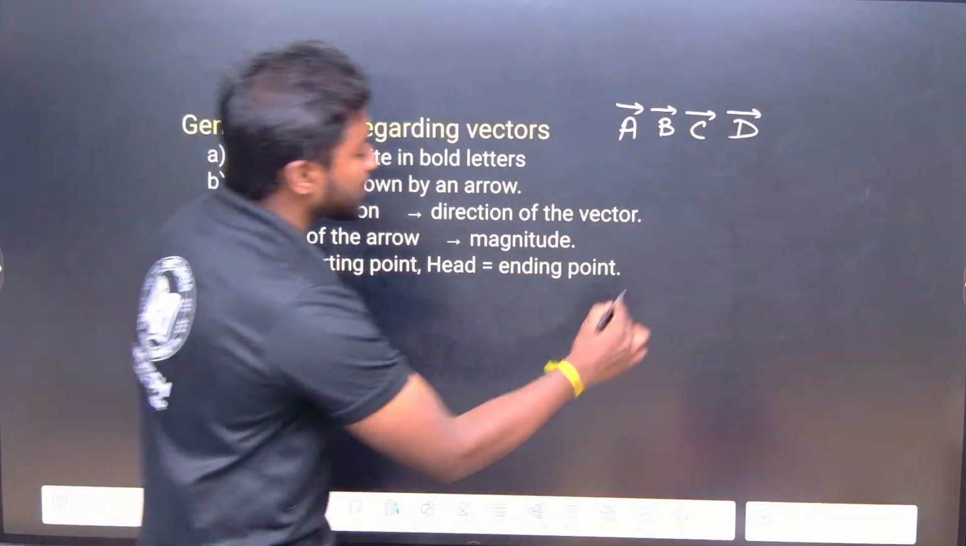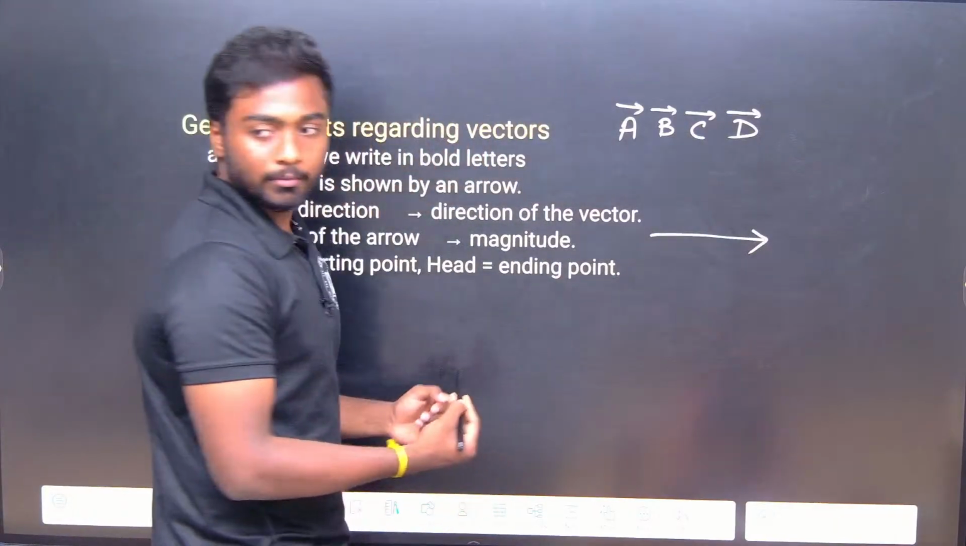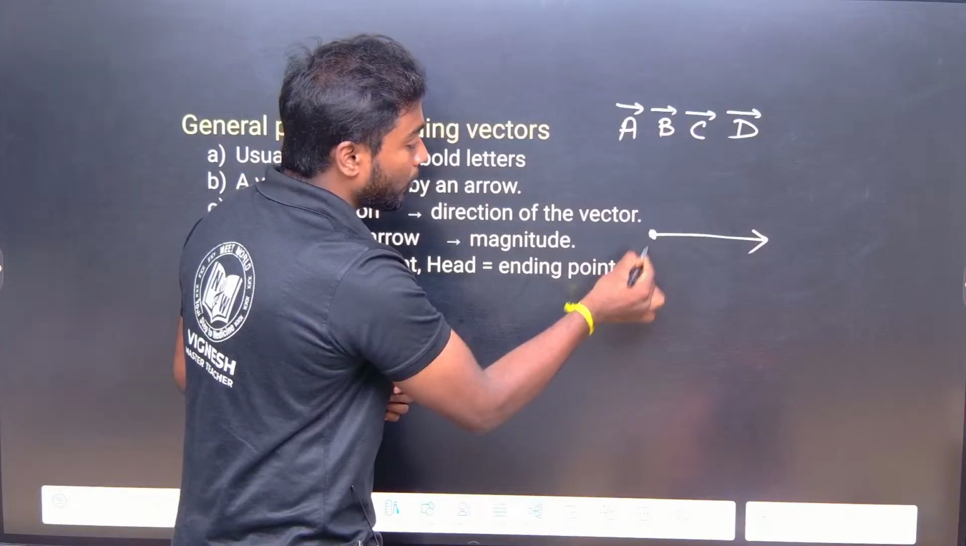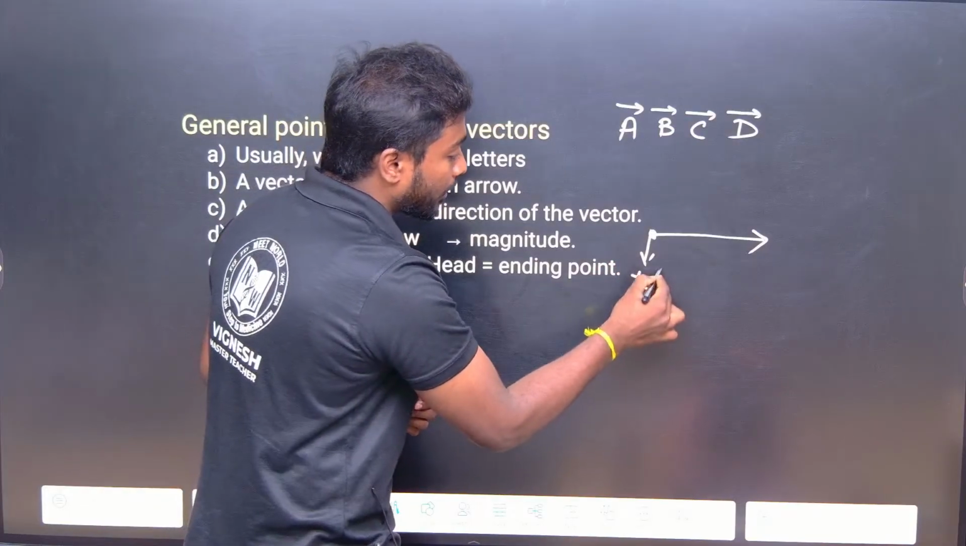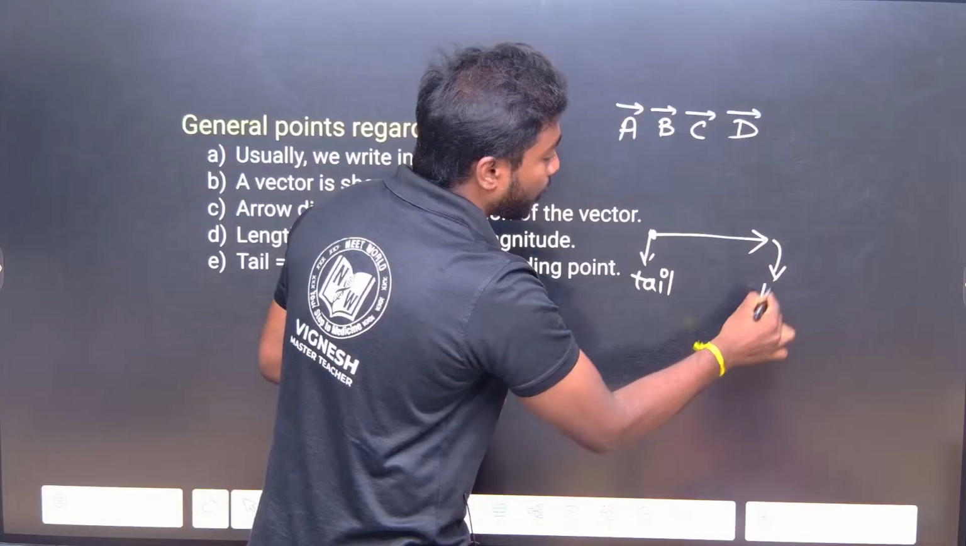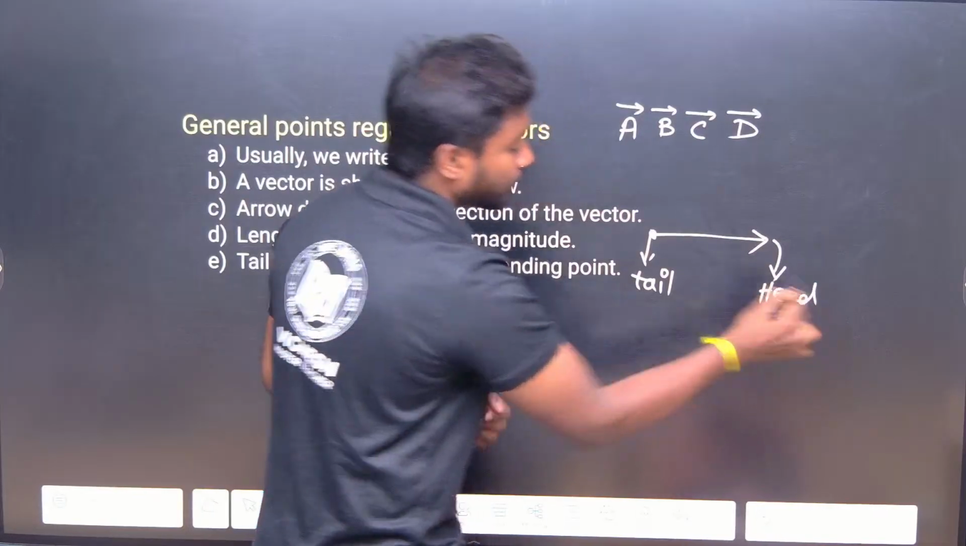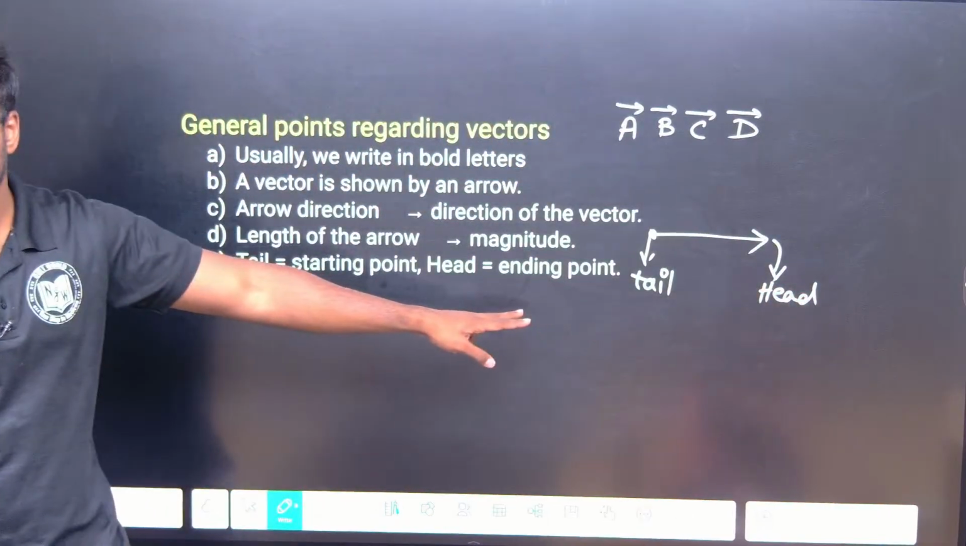So in this, which is the tail? This is the tail point, and this is the head point. Tail and head point. Have you seen archery? So the end point will give the tail. The head point is the starting point, right?